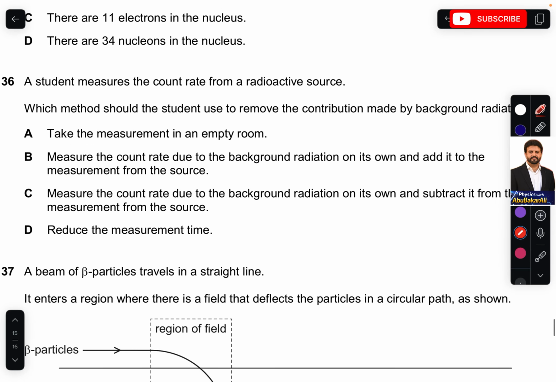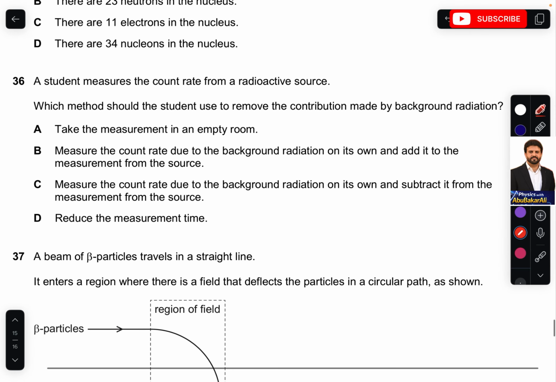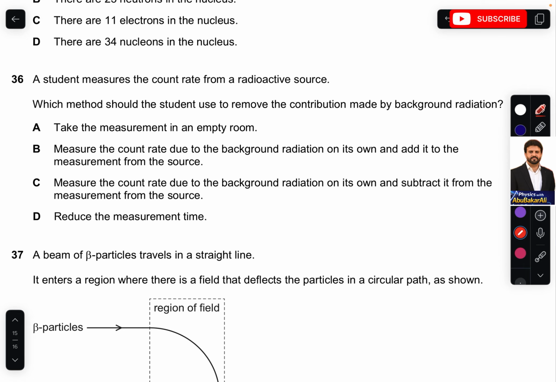A student measures the count rate from a radioactive source. Which method should the student use to remove the contribution made by the background radiation? You have to tell the method. In A, take the measurements in an empty room. Okay, then what will he do? No, this is not the method. Okay, you have to tell what you have to do with it. Measure the count rate due to the background radiation on its own, like you can measure it in the empty room, and add it to the measurement from the source. No, you will not add it.